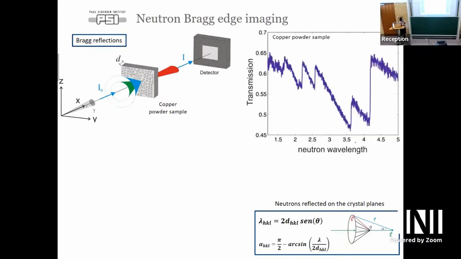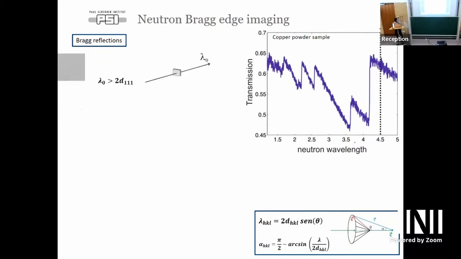So for a powder material, the transmission looks like this. This is actually a measurement from a copper specimen. Let's think about why we have this particular shape. If we have a neutron with wavelength larger than the last Bragg edge, which means twice the interplanar distance of the 111 plane, in this case for an FCC material, the Bragg law is not fulfilled, so no Bragg reflection is possible. If we decrease the wavelength to exactly twice the interplanar distance, we have a huge drop in transmission, because now neutrons are removed from the beam due to reflections.